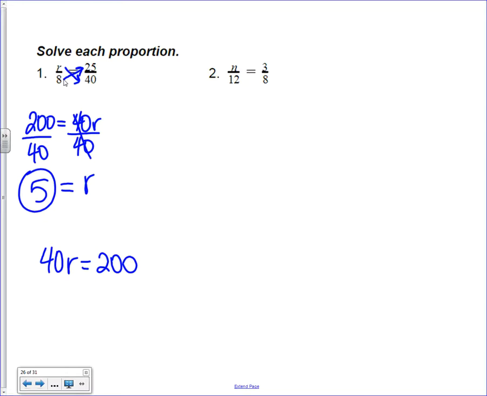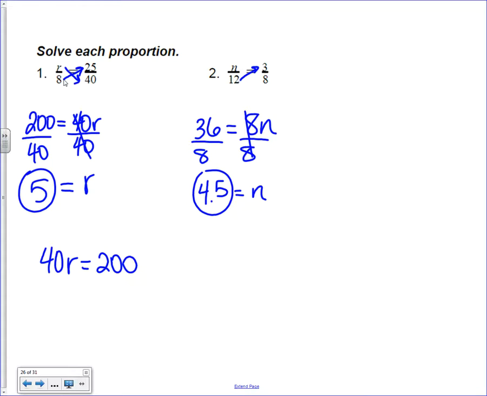Okay, let's look at the next one then. What do you think? What's my setup for this next one? What's it going to look like when you cross multiply for this one? 36, which is 12 times 3. How we doing, folks? How would you solve it? So if I put a 4.5 up there, it makes them equal. Pretty good? Can we move on to something a little bit harder?